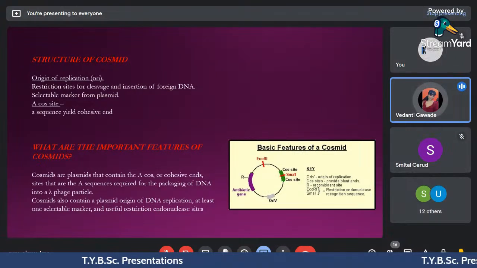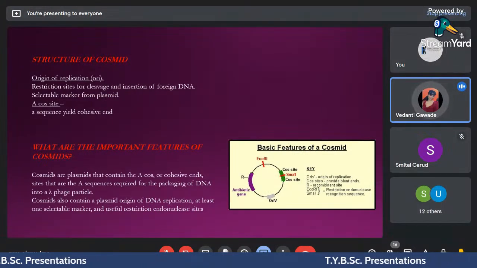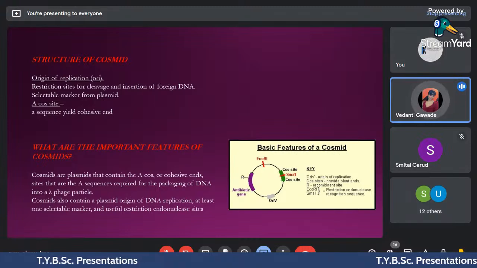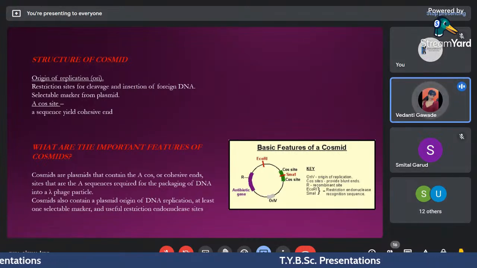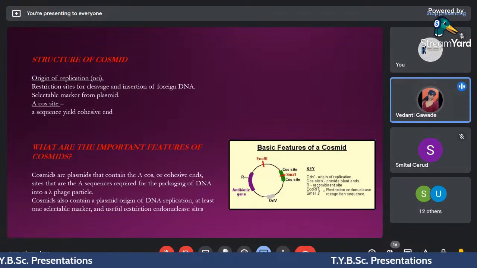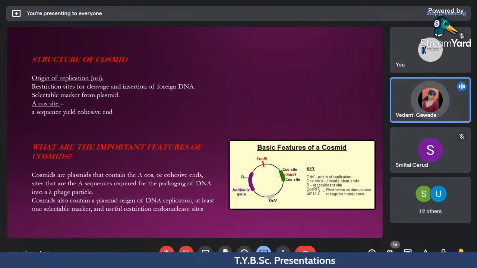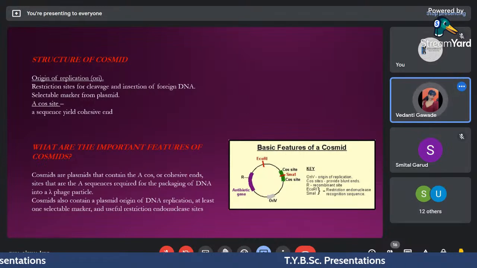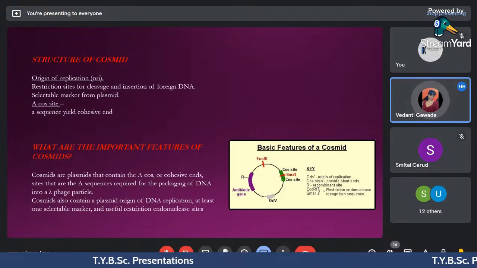So the structure of a cosmid: it has an origin of replication, which is basically ori, and a restriction site for the cleavage and the insertion of foreign DNA. It contains a selectable marker from the plasmid also. It could be an antibiotic resistance marker, and it has a cos site, a sequence with cohesive ends. This cos site is 200 base pairs long, which helps in linearization of the DNA.